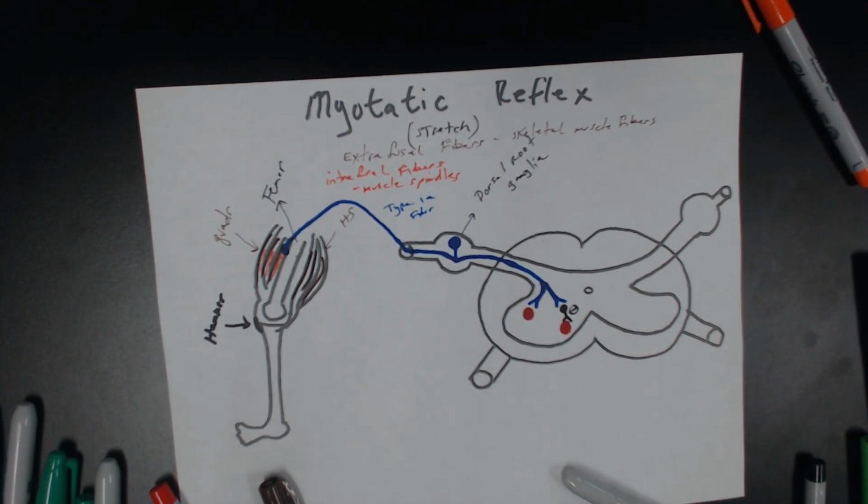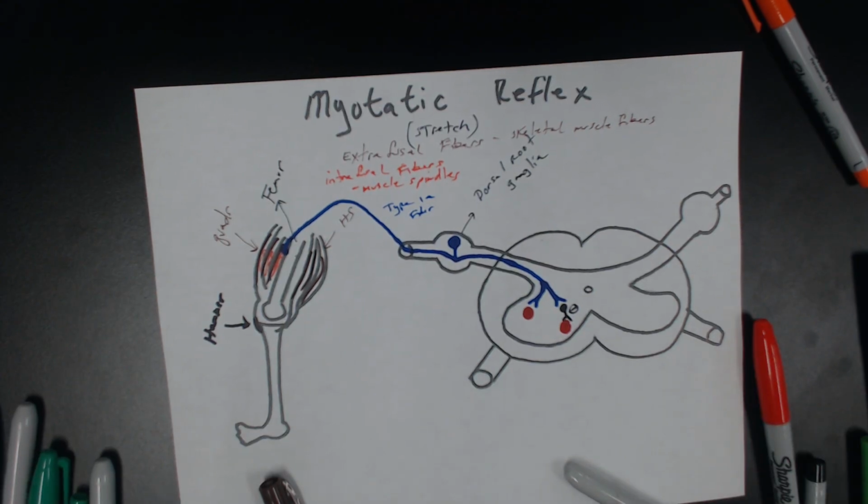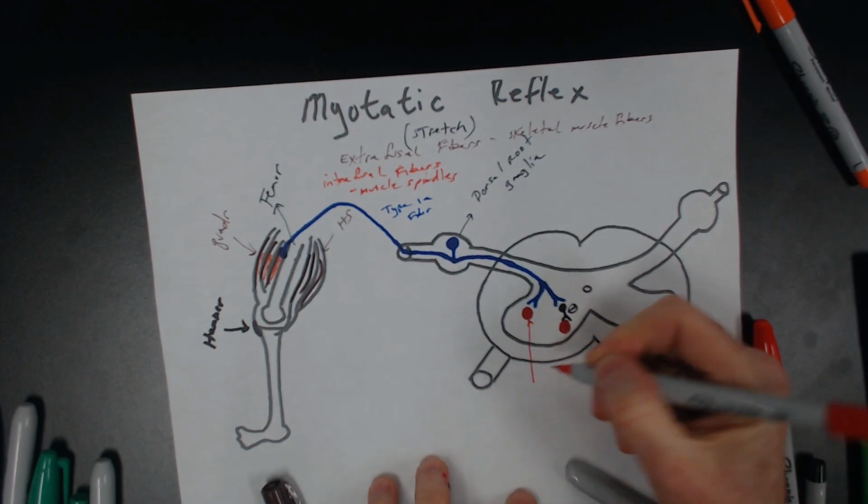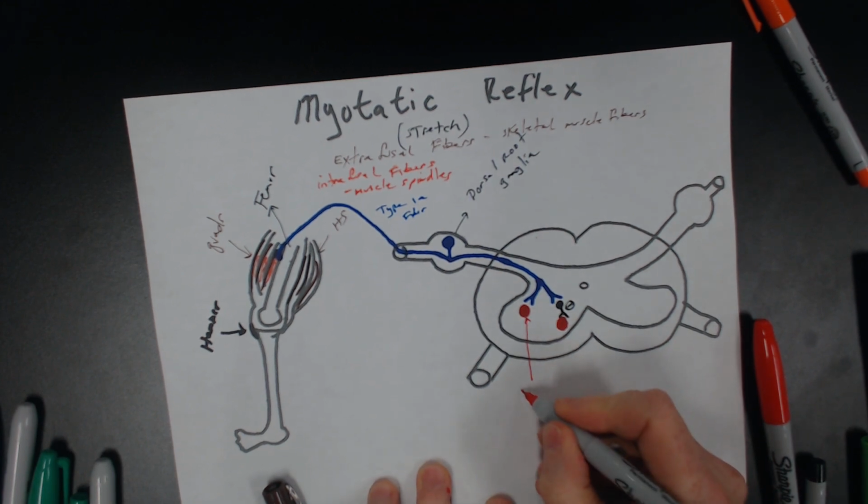So when you do a tendon tap, what do you expect to happen? Knee what? Extension. Correct. So you're going to get knee extension, and that's going to activate what muscle? Quad. Yeah. So this is going to be the alpha motor neuron or lower motor neuron for quad muscles.